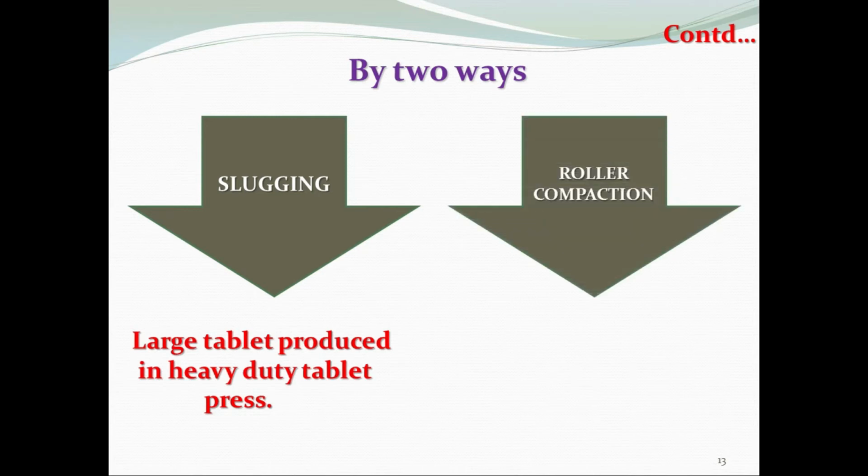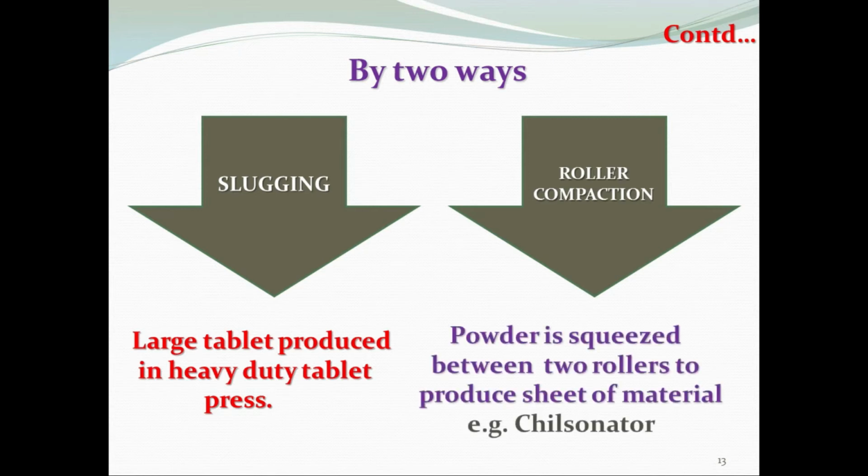And the second way is roller compaction. We use a machine called a chilsonator to prepare the compression granulation. In that, powder is squeezed between two rollers to produce a sheet of material. It means whatever powder is there, we press that powder between two rollers which are rotating in opposite directions. We are going to learn this in detail in the next lecture, where we will learn about the various types of granulators, wet granulators and dry granulators.